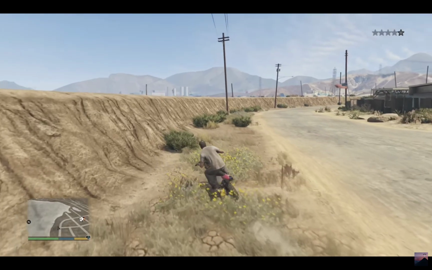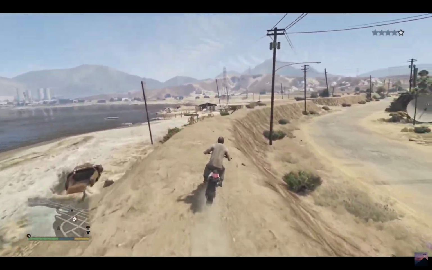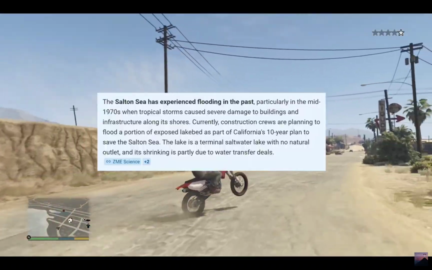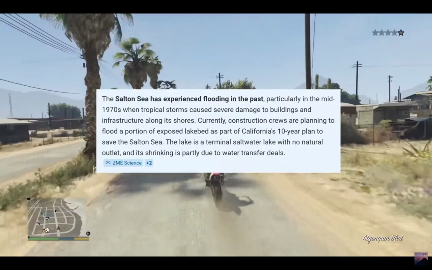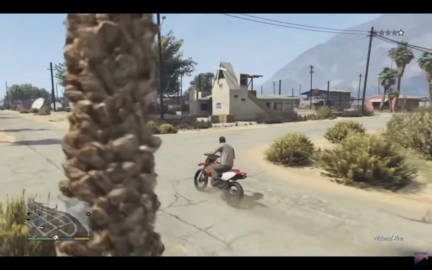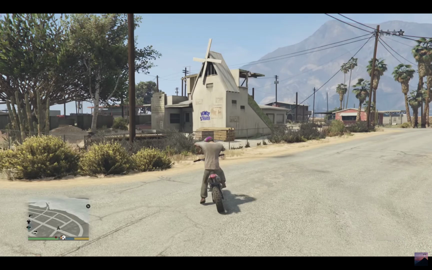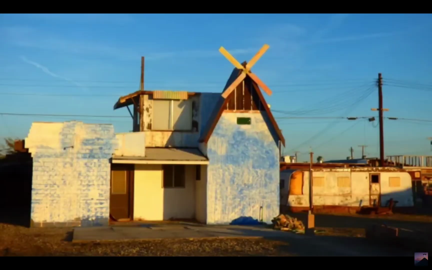Another interesting detail is the sandbanks around Sandy Shores. These sandbanks exist because in real life the Salton Sea has been known to flood, because once again the Salton Sea is not a natural lake, so when it rains a lot it will flood. Some of the buildings in Sandy Shores are also directly inspired by real life buildings in the same area of the Salton Sea. Good examples of this are the Windmill House and the Boathouse.